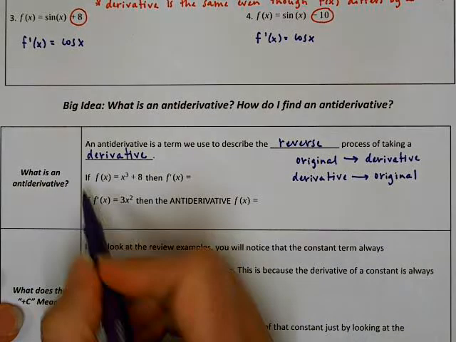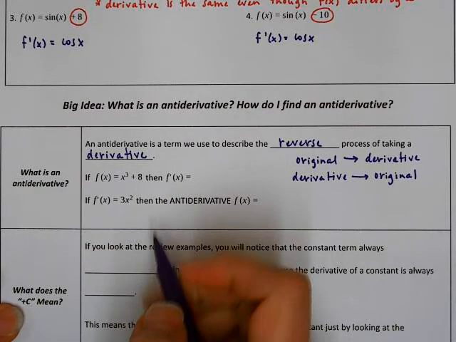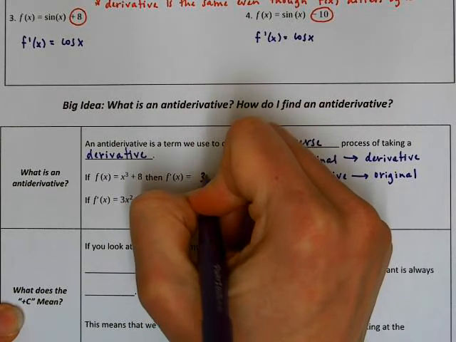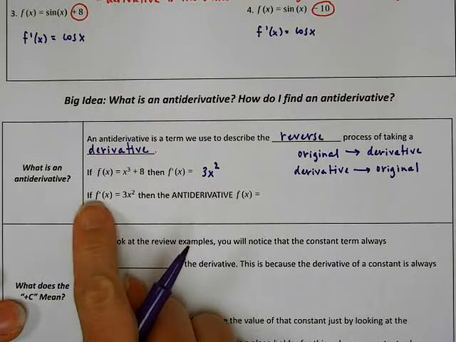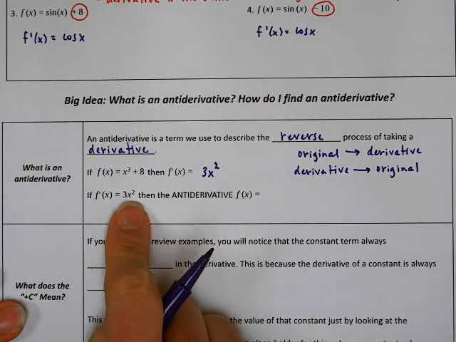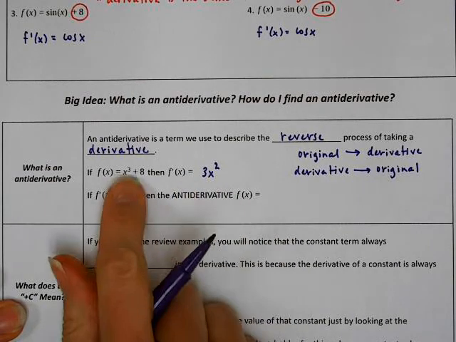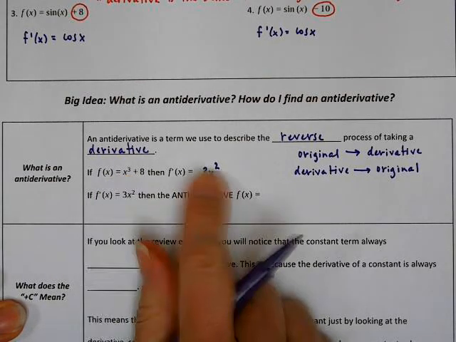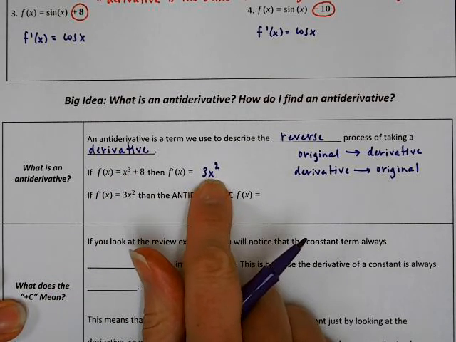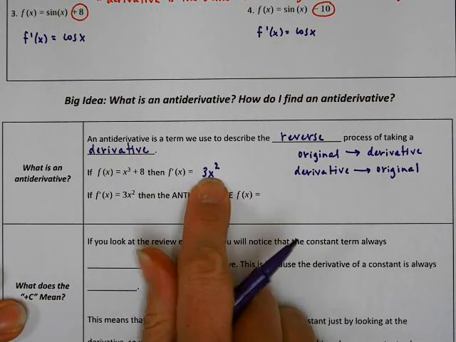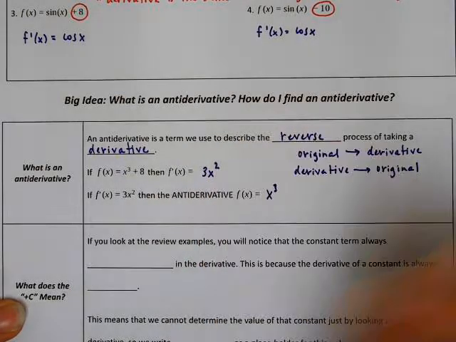So let's take a look at this. If f of x equals x cubed plus 8, then f prime of x is going to be 3x squared. Now, it's saying if f prime of x equals 3x squared, then the antiderivative f of x, well, I know to get from the function to the derivative, it was from x cubed to 3x squared. So if I'm going backwards, the antiderivative of 3x squared gets me to x cubed. And we'll talk more about how that process works.